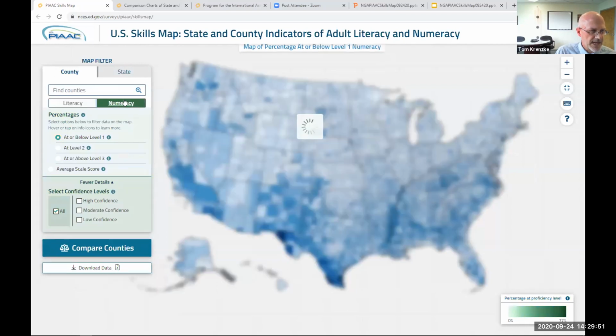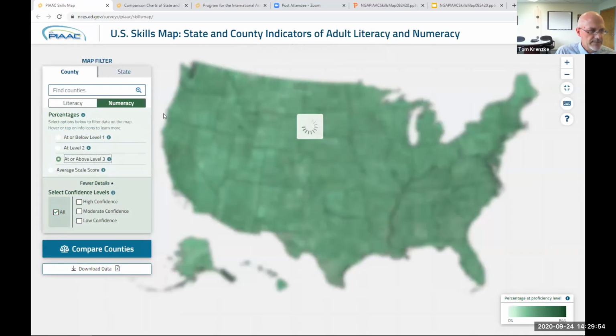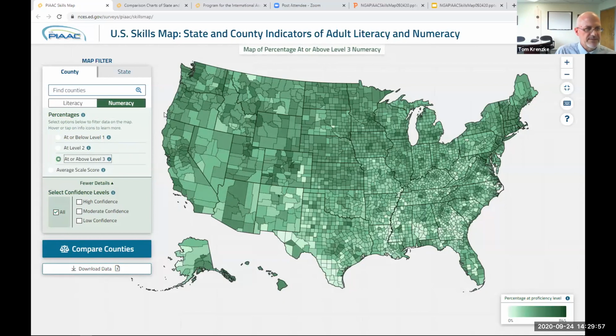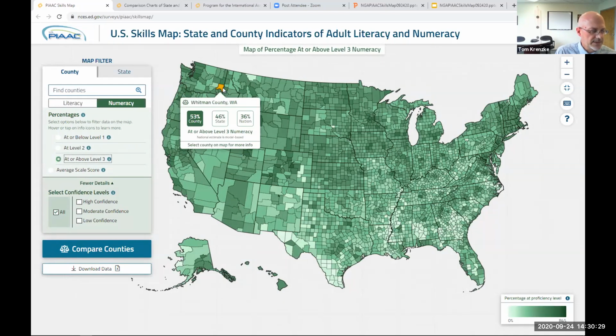So let's go to the numeracy map, and let's go at or above level 3. And suppose a financial firm or an insurance company wants to expand and find places for a new establishment or a new headquarters in the Northwest. In scanning the map, I can see two counties that straddle state boundaries, Whitman County here and Latah County of Idaho. Both of these counties have very high numeracy populations, with over half of their population proficient in numeracy, so 51% and 53%. And that is, they can engage in complex reasoning about quantities and data.